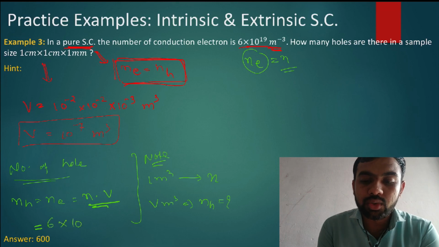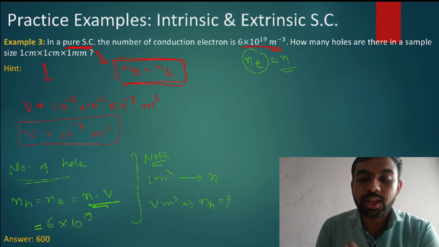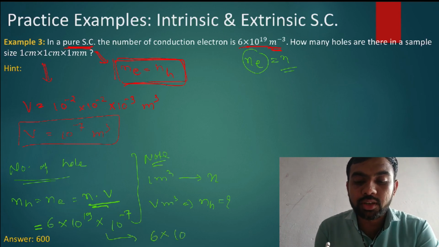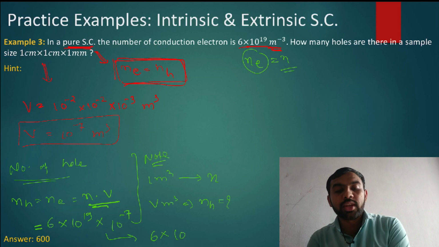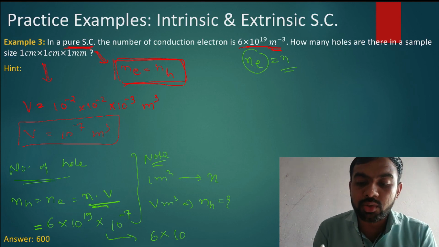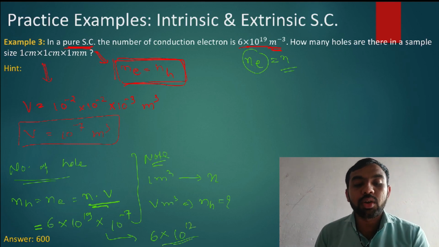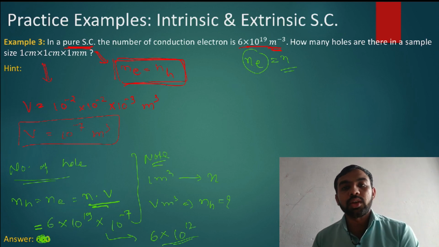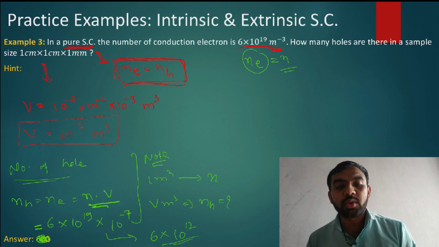6 into 10 raised to 19 multiplied by V. V is 10 to the minus 7. So the final answer is 6 into 10 raised to 19 minus 7, so 6 into 10 raised to 12. This is the number of holes. Actually the answer given is wrong. You must correct this answer. Okay, so very simple example, you must be noting.